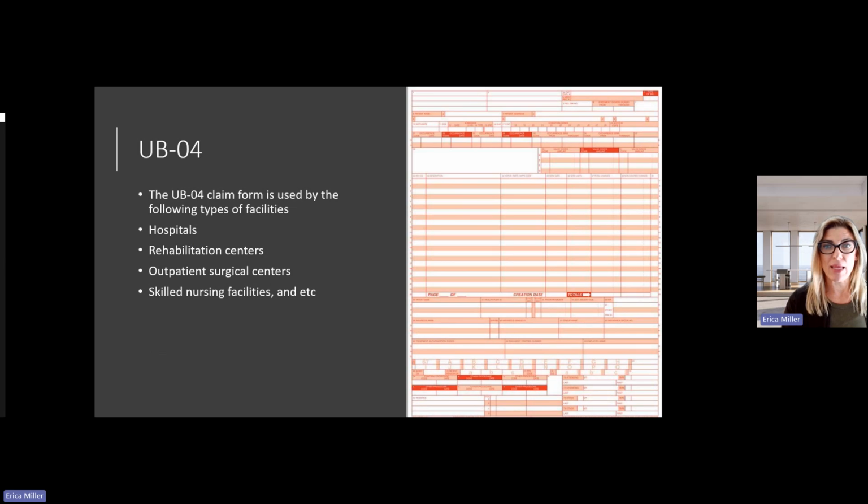Just remember, the use of this claim form, again, is in situations or places of service where a patient is going to be for an extended period of time. It must be over 24 hours to be considered admitted and constitute the use of a UB04 claim form versus the outpatient setting that would use that CMS 1500 claim form.